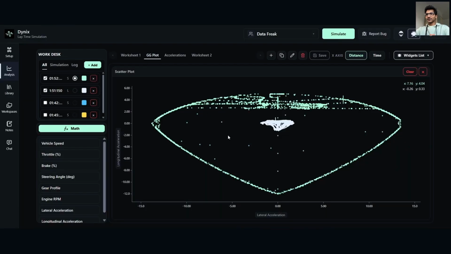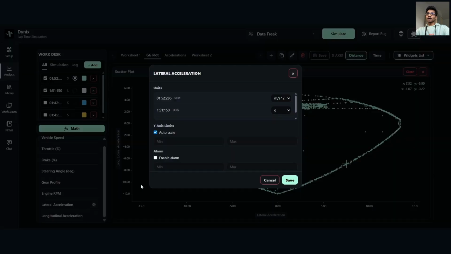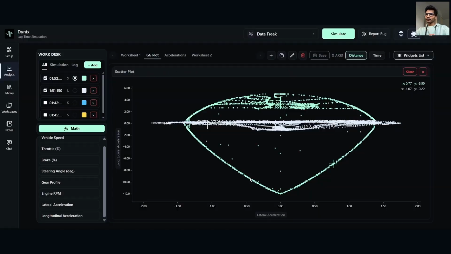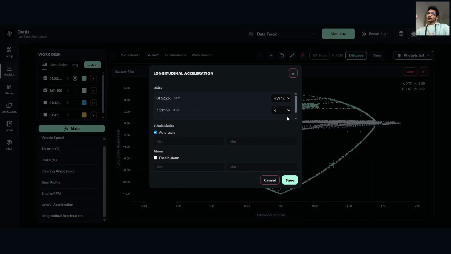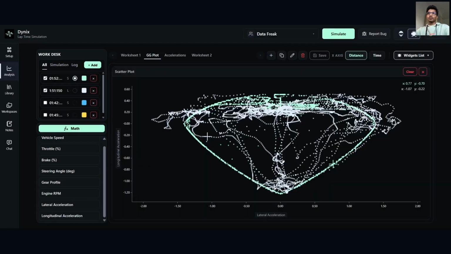For example, as you can see in this, the simulation is in meters per second squared and the actual data is in g force, which makes it look very small compared to the ideal performance envelope from the simulation. So we can just adjust the units to match both, so make sure that both of them are correctly compared. So the interpretation process is simple.